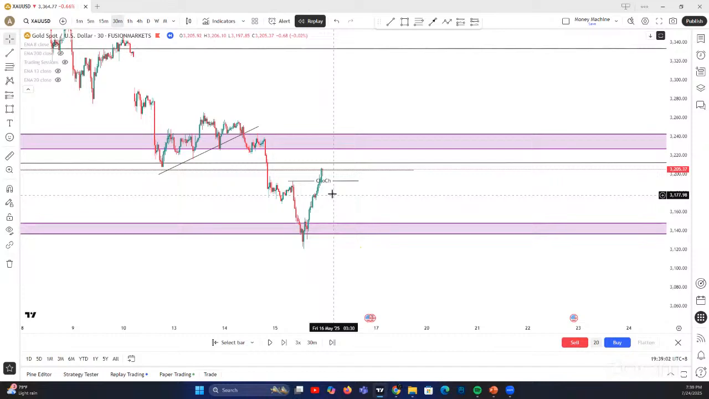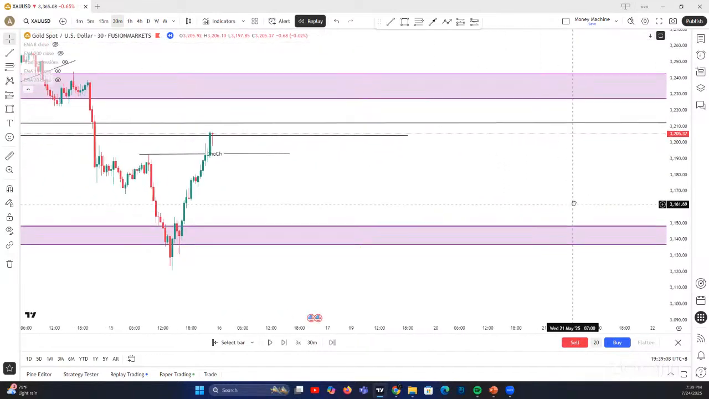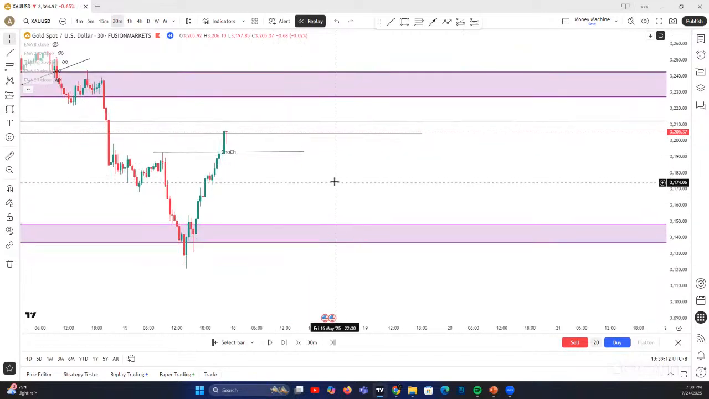What will happen now with the change after the change of character? What do you want to see after the change of character? What do you want to see price action do? POI, very good idea again. So where is our POI?